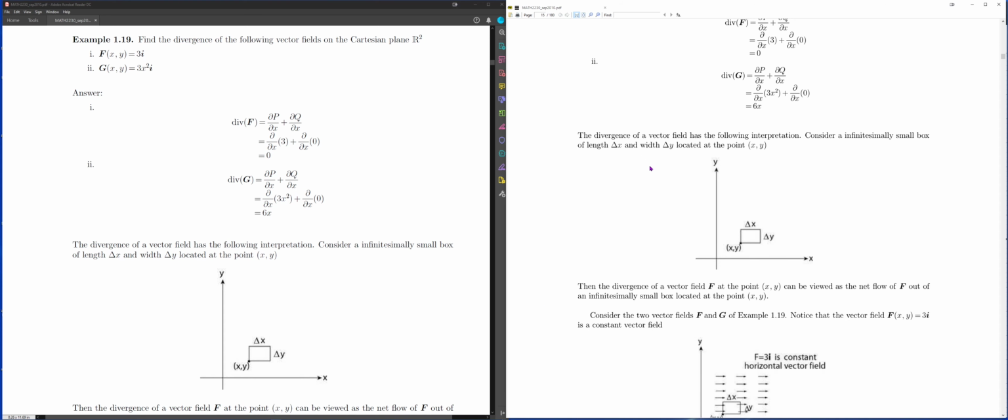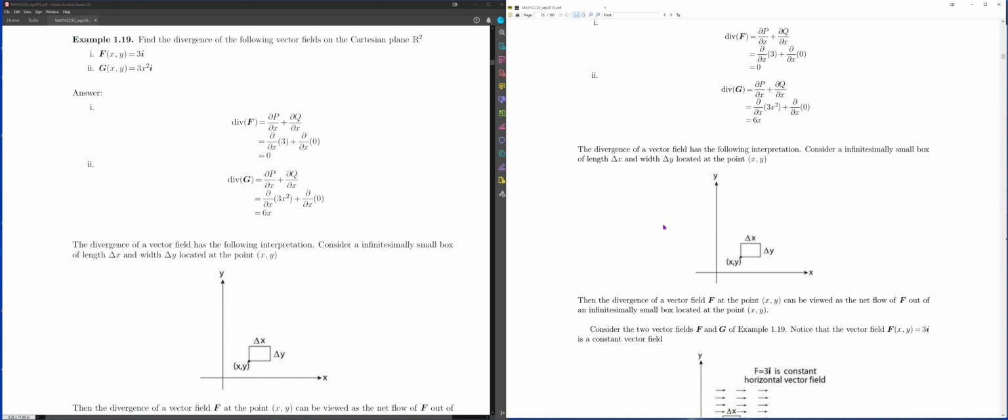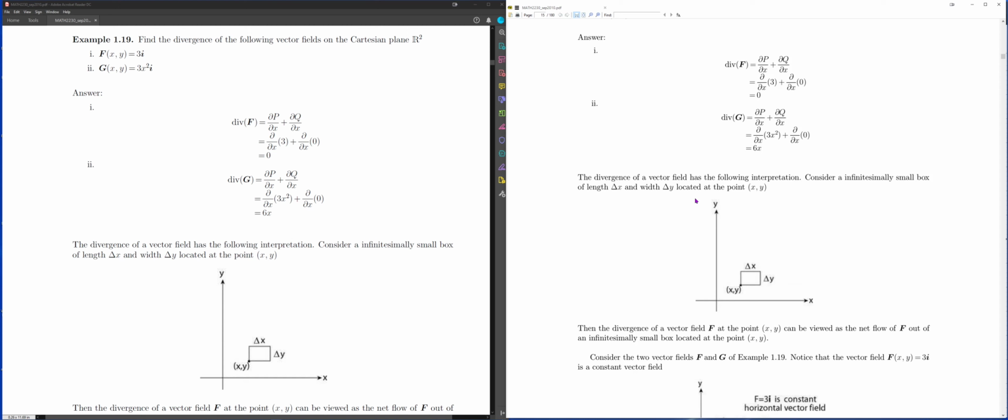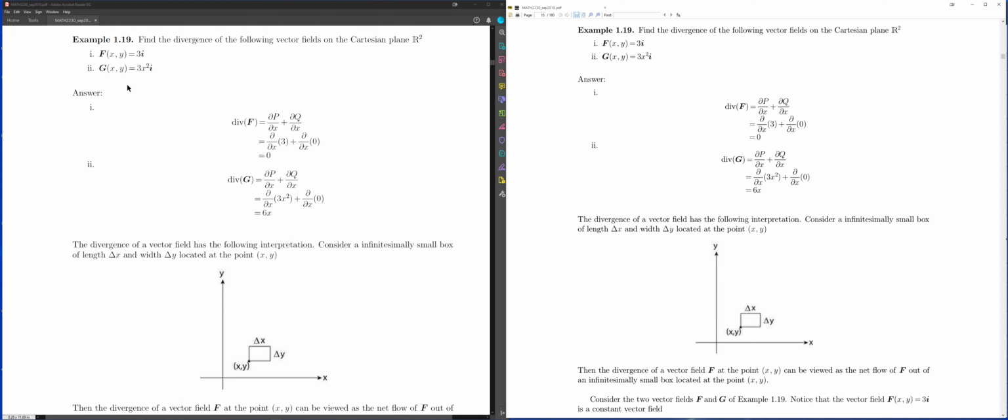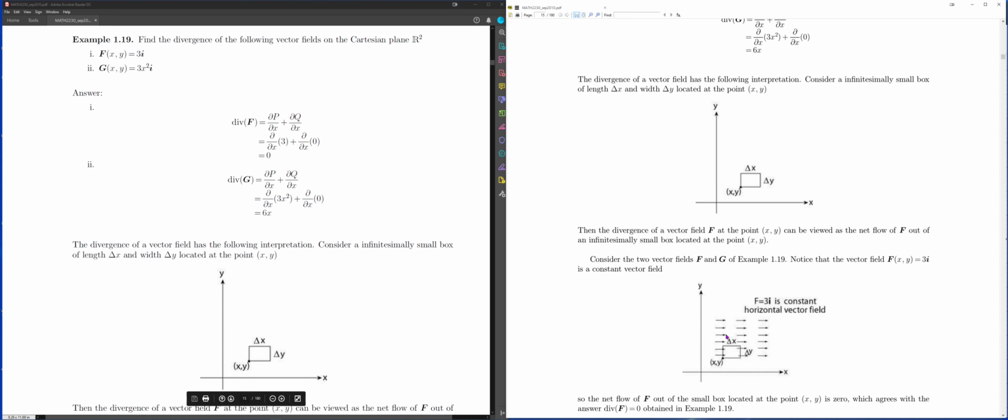Okay, so what we want now is an interpretation of what this divergence is. We'll start with this example over here, this vector field F, the constant vector field. We want to regard that as flow. This is a sketch of your vector field; the arrows over here would be your vector field.